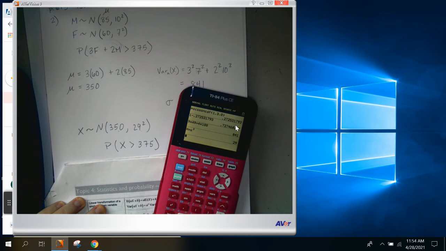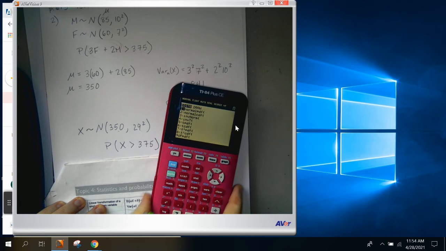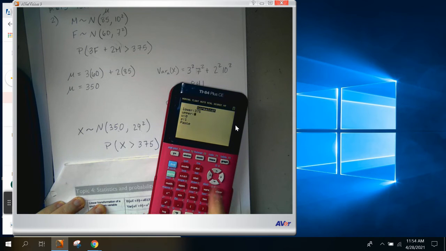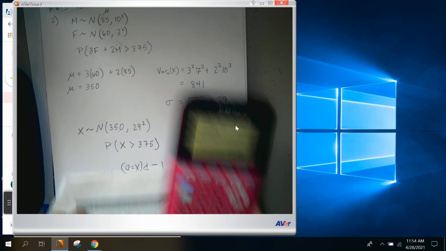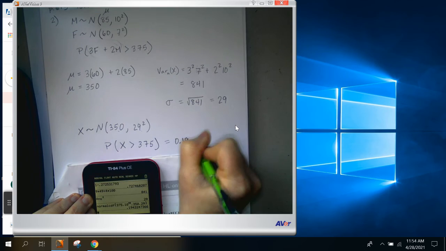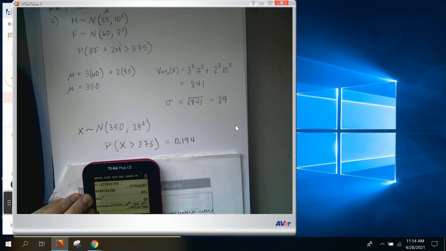So I'm going to go to my distributions, and it's going to be cumulative because I want anything greater than that. So my lower limit is going to be 375. I want to be above the 375. So the upper limit is going to be a giant number. I put in 10 to the power of 99. That's a huge number. My mean is 350, and my standard deviation is 29. And hit enter a couple of times, and what's the chance of this happening? The chance of this happening is 0.194. That is my answer.